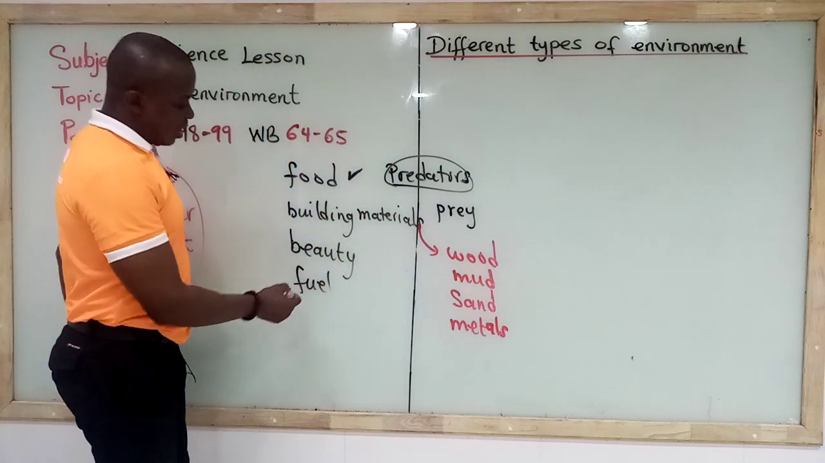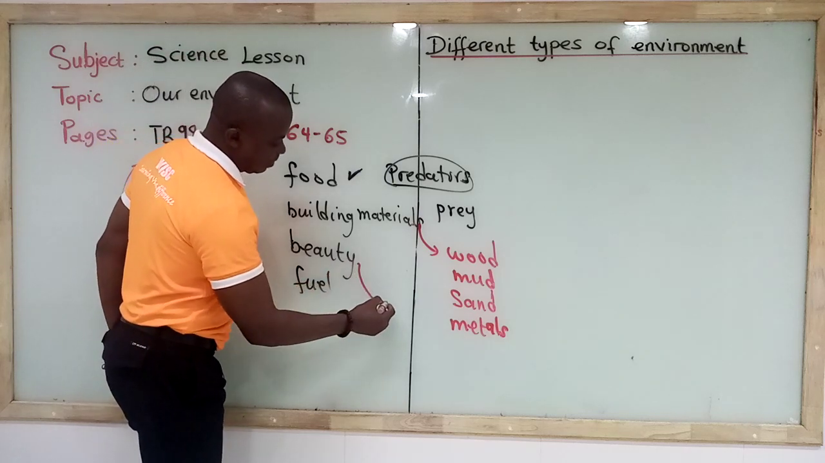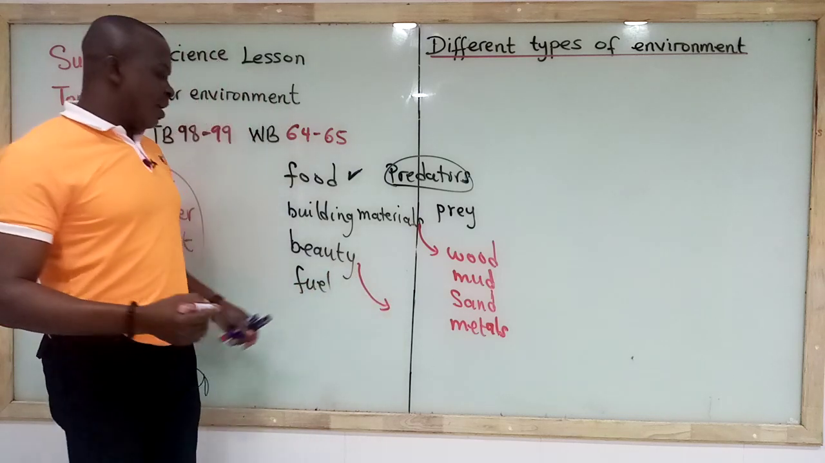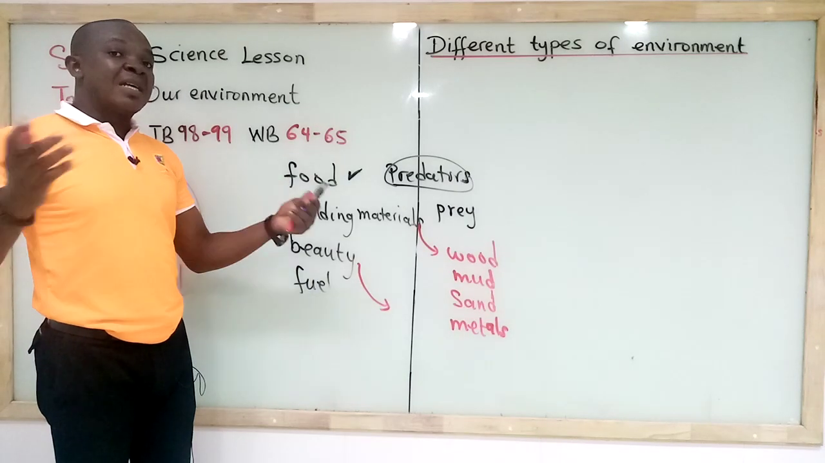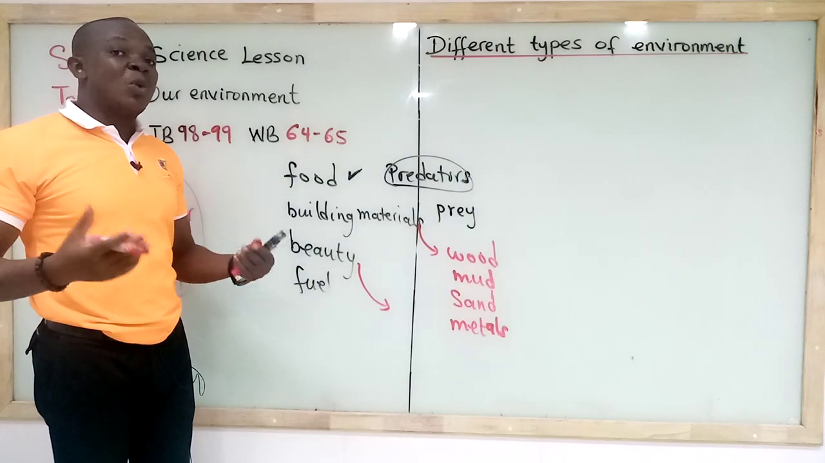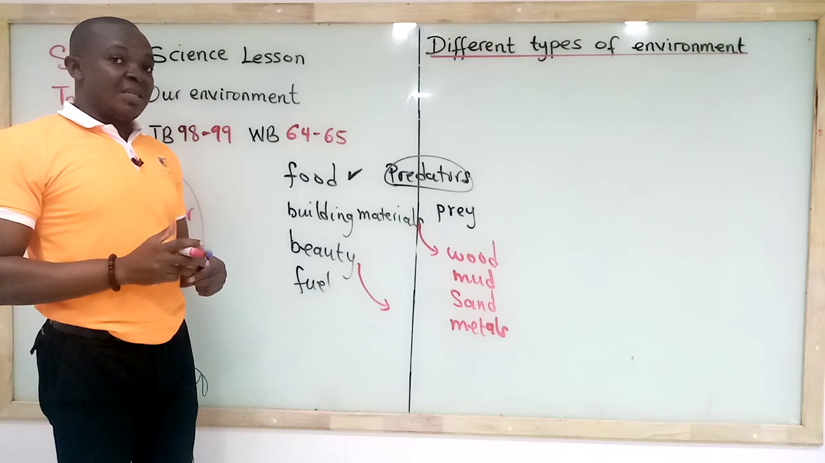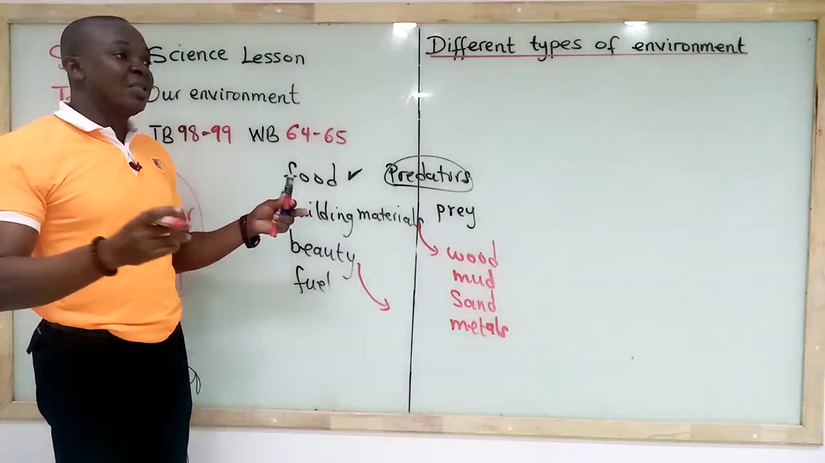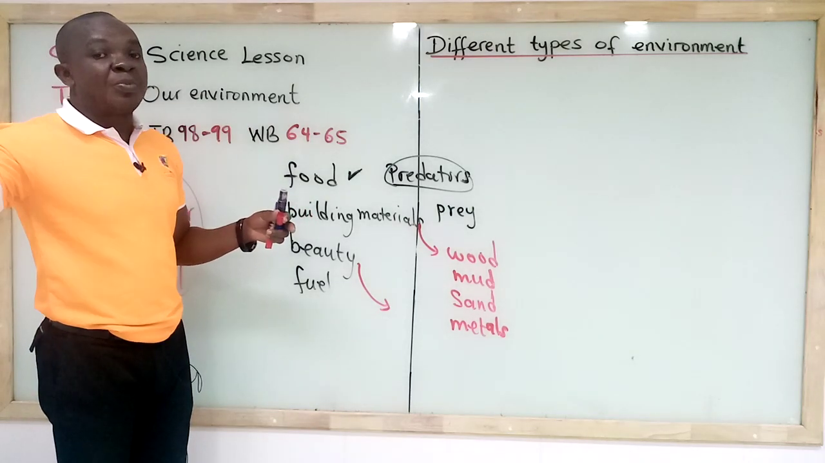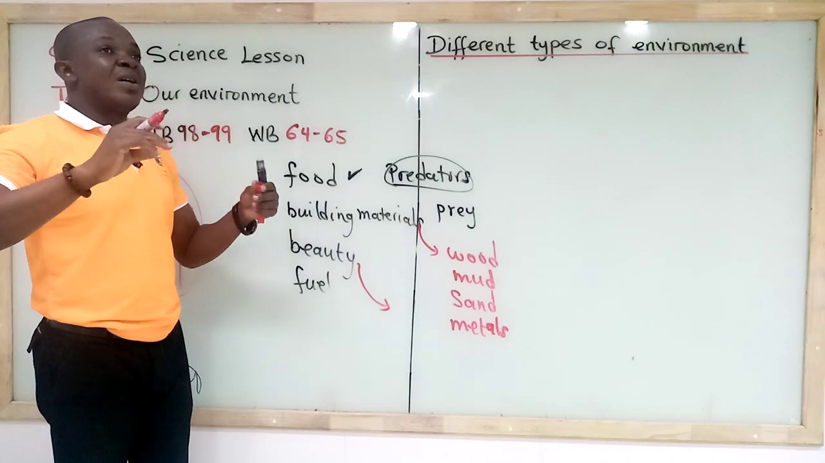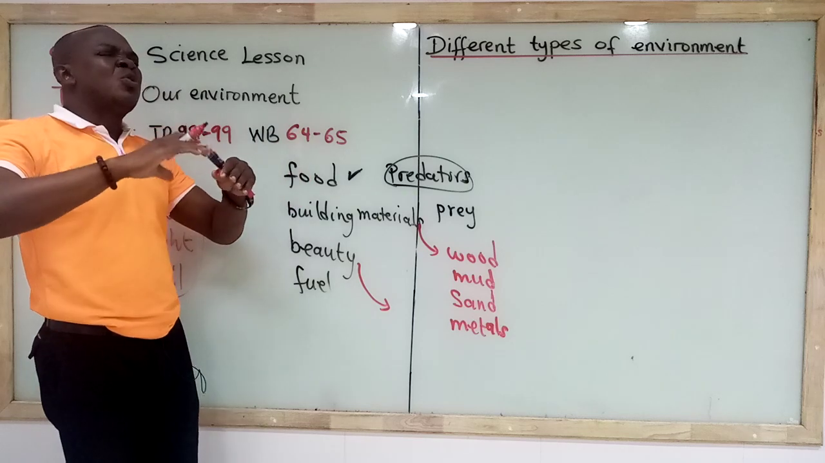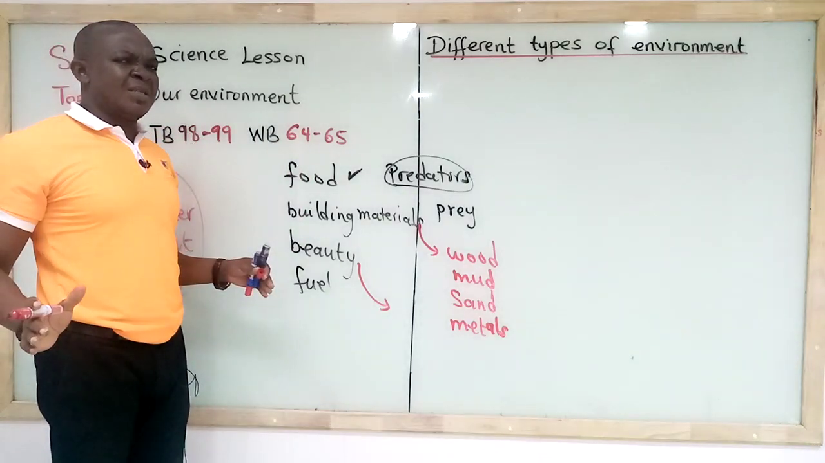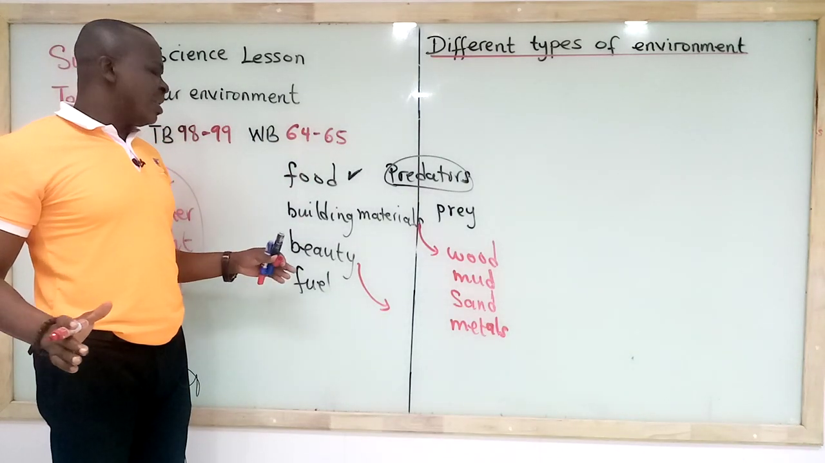Then we came to beauty. When we talk of beauty, in our environment we have flowers, trees and plants that provide beauty. Sometimes at our houses, we plant some flowers, and when the flowers sprout out, you see that the place looks very beautiful, isn't it? Not only in our houses.